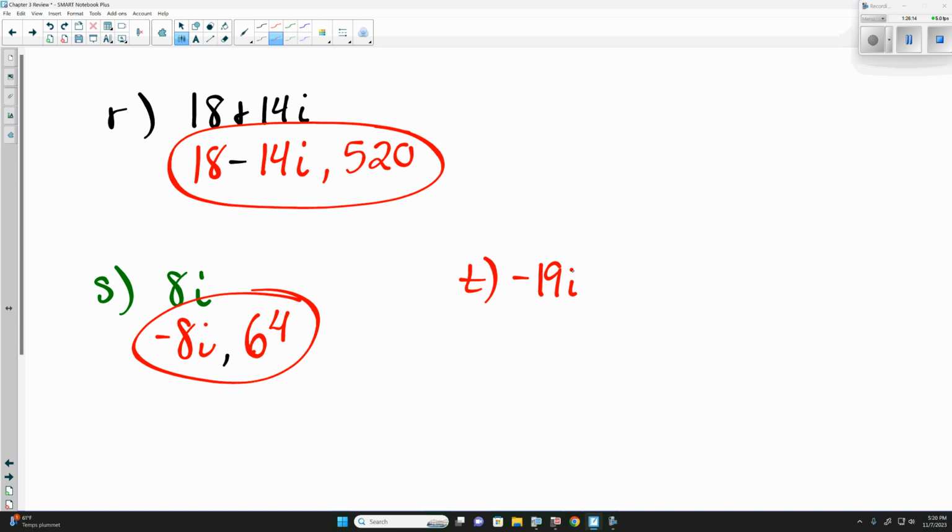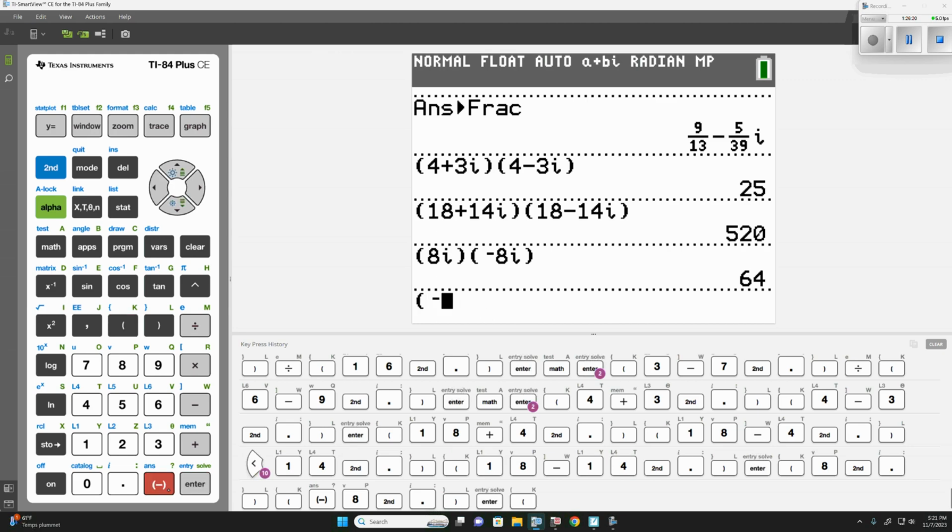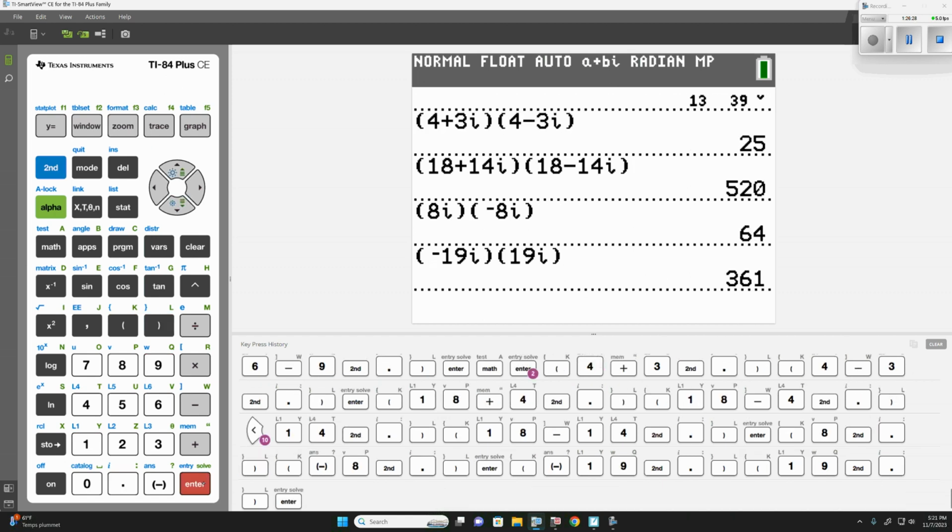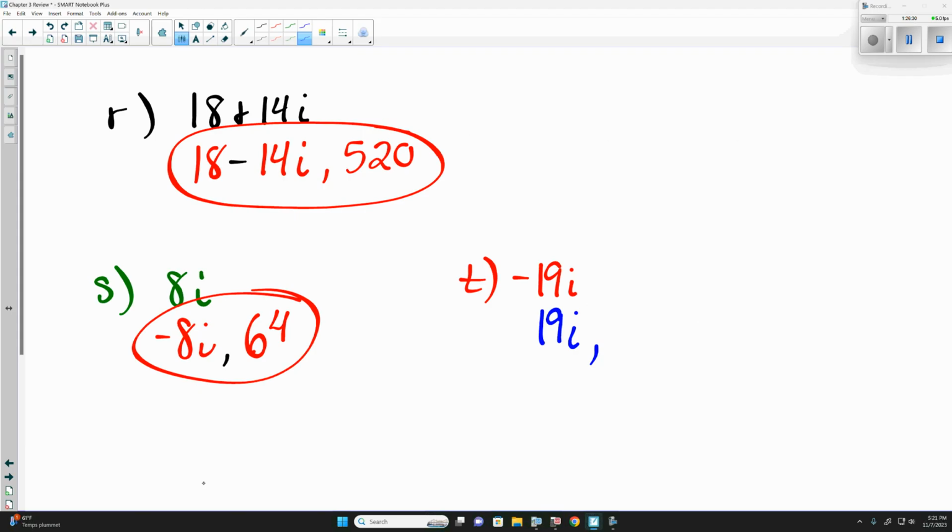The last one, negative 19i, its complex conjugate is 19i. And if we multiply them together, negative 19i times 19i gets us 361. And that's it for the complex conjugates and their product. And lo and behold, that is the entire review sheet.